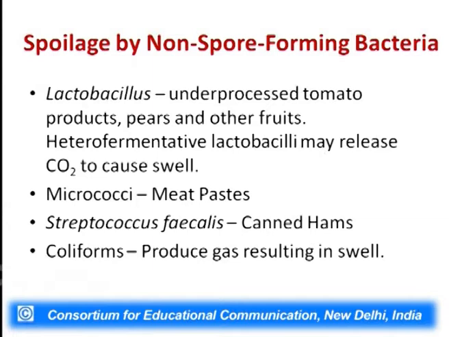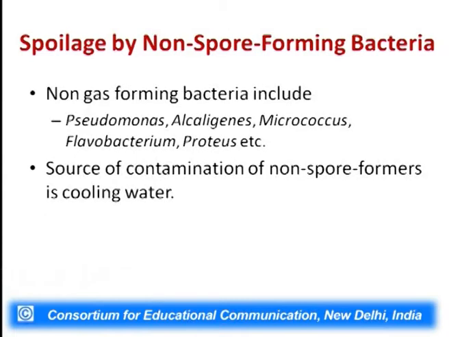Micrococci cause spoilage of meat pastes. Streptococcus faecalis is known to cause spoilage of canned hams, and coliforms are also known to produce gas, resulting in the can swelling. Non-gas forming bacteria causing spoilage of canned foods include Pseudomonas alcaligenes, Micrococcus, Flavobacterium and Proteus. A source of contamination of non-spore formers is cooling water.